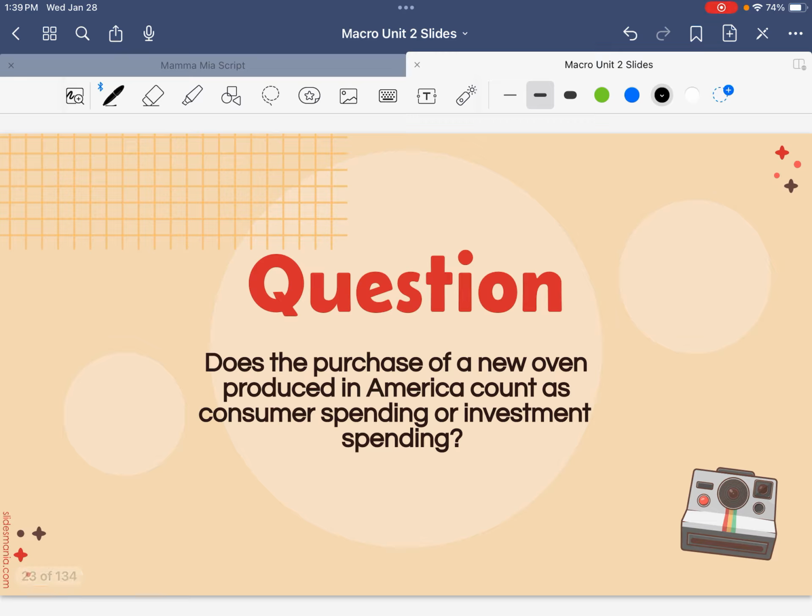So this question you need to answer in your Google form. Does the purchase of a new oven produced in America count as consumer spending or investment spending? You're going to tell me, and I'll give you a hint. It's a trick question, so your answer better be good. Moving on. That's in the Google form. Do it in the Google form.